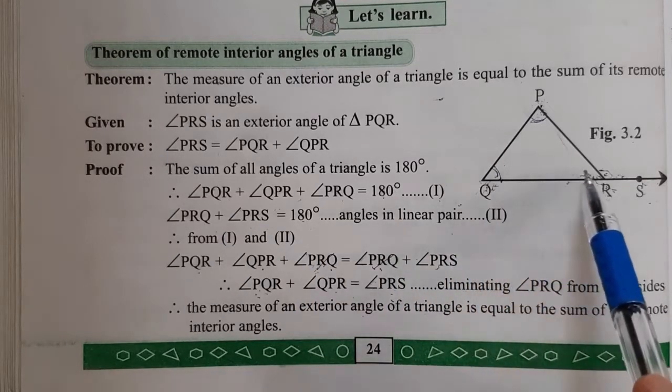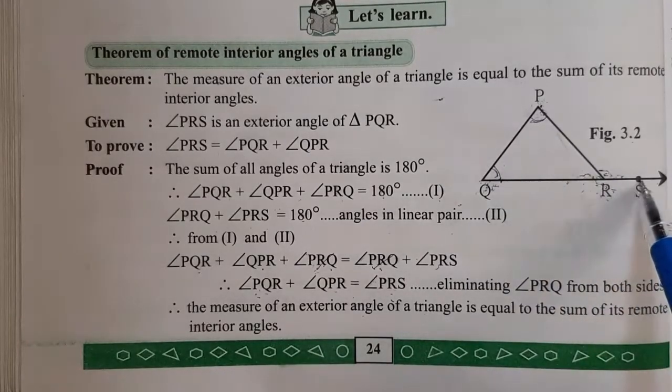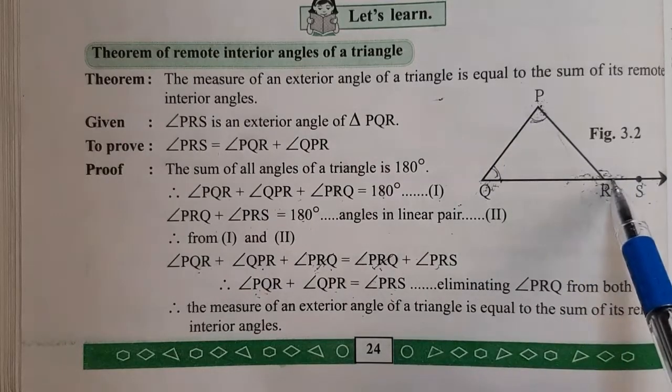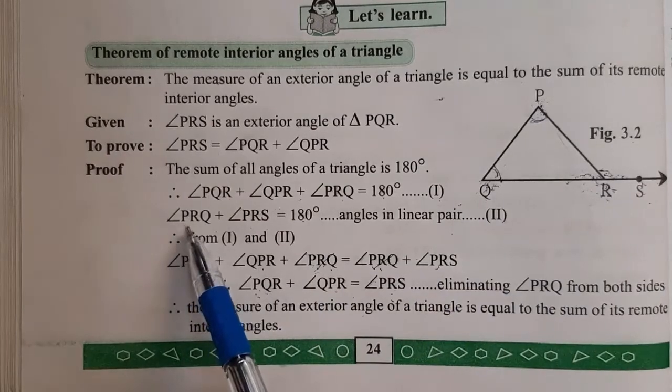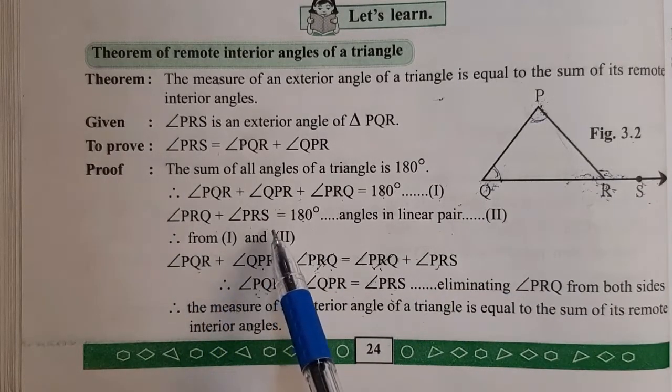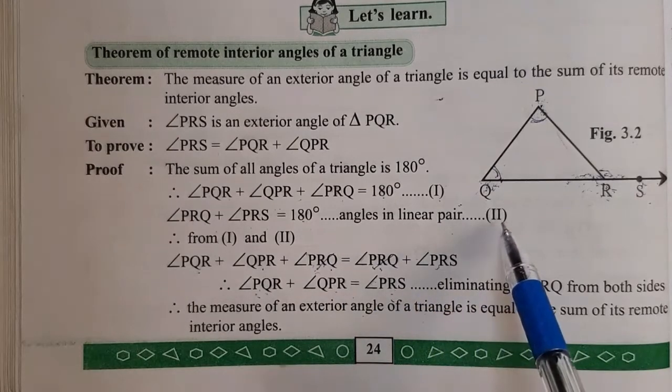Now if you observe the diagram, two angles are in a linear pair, angle PRQ and angle PRS. These two angles are in a linear pair and the sum of these angles is equal to 180 degrees. So angle PRQ plus angle PRS equals 180 degrees. These angles are in a linear pair. We give the number 2 for that.